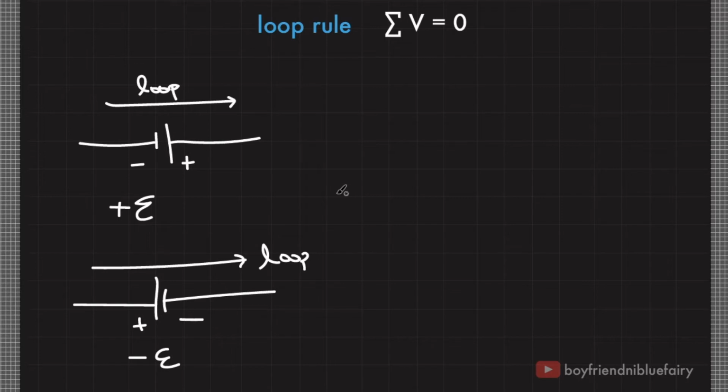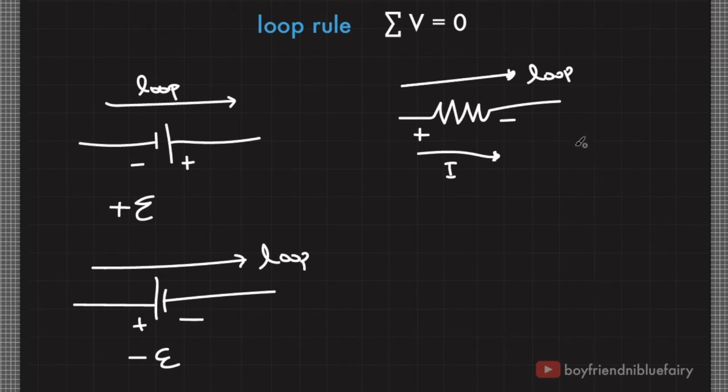Let's also observe the sign conventions for the potential rise and potential drops when it comes to resistors. So when you have a resistor, and we assume that the current flows this way, though a resistor doesn't have polarity, we can assume that this is the positive side of the resistor and this is the negative side of the resistor because of the flow of current, and our loop is in the same direction as the current. Then we have a potential drop.